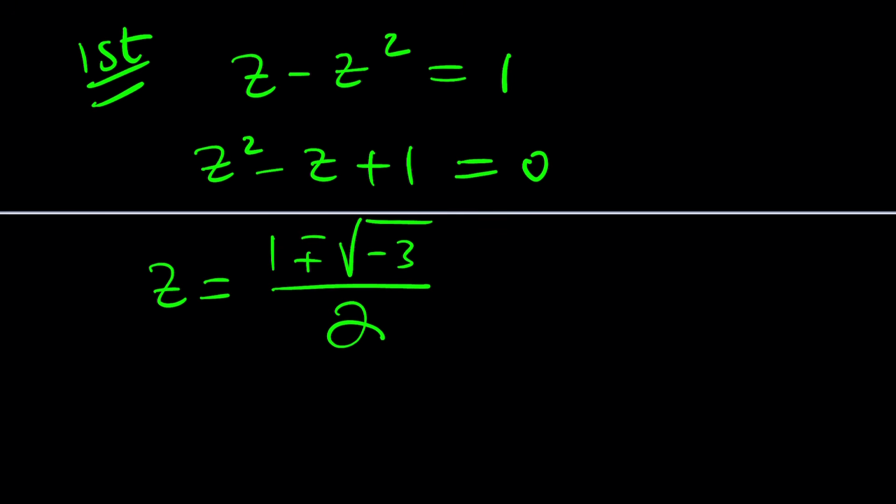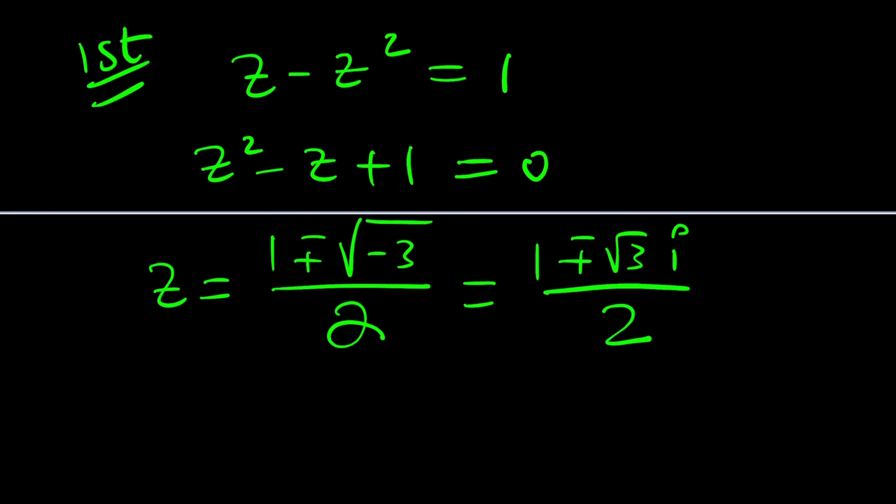Of course, this channel is all about complex numbers. That's why we did get a non-real solution. What's the square root of negative 3? It is the square root of 3 multiplied by i with a plus minus sign, but we already have that. So we can basically go ahead and write the solution like this.